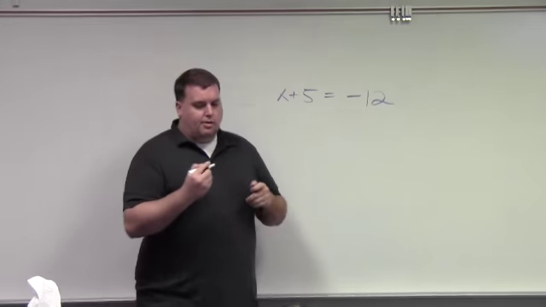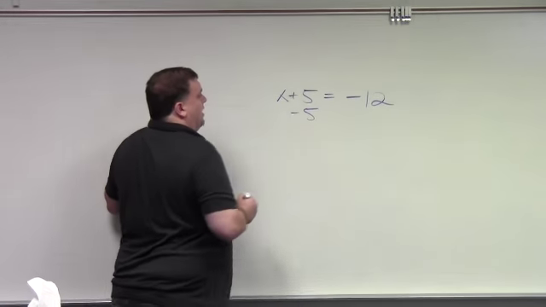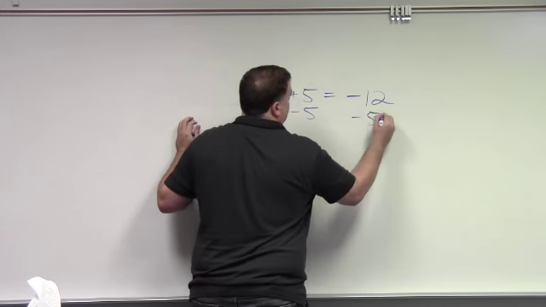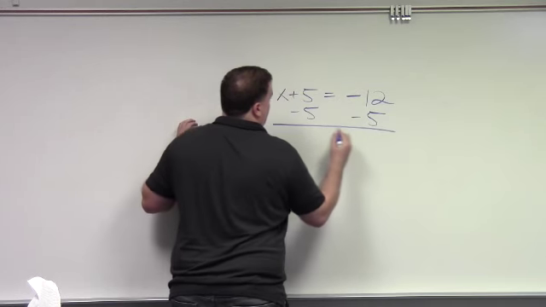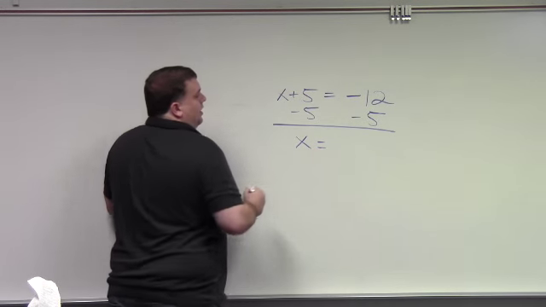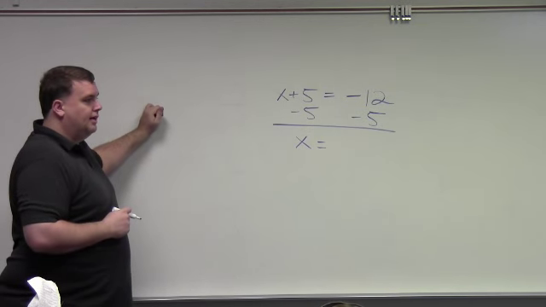Subtract 5, right? Because we're doing the opposite of the operation. We're adding 5, so we need to subtract 5. So that's going to cancel out and leave us x, which is what we want. And then what's negative 12 minus 5? Negative 17.